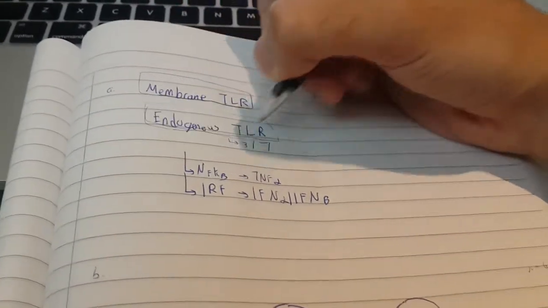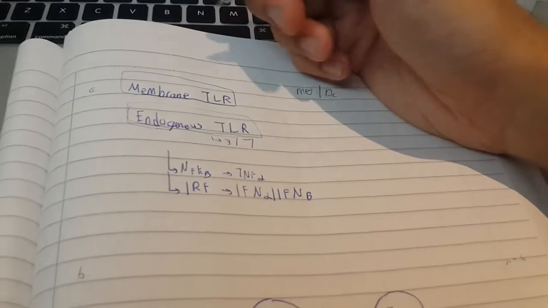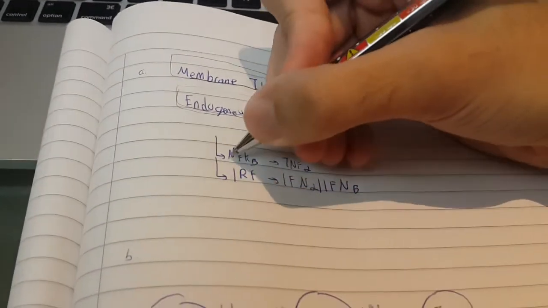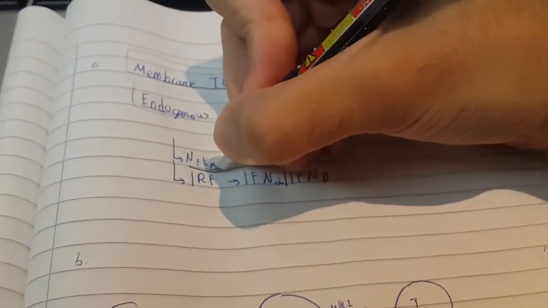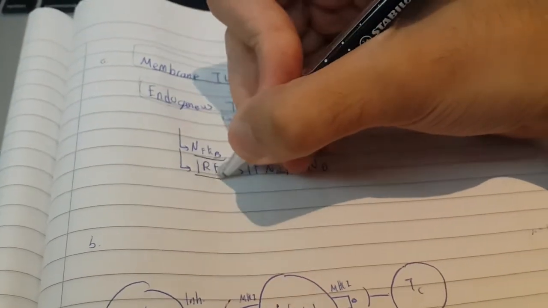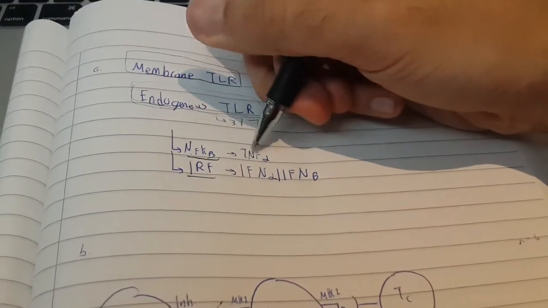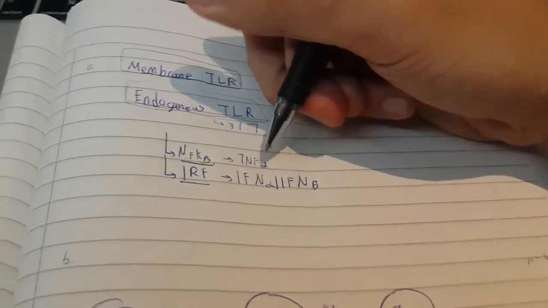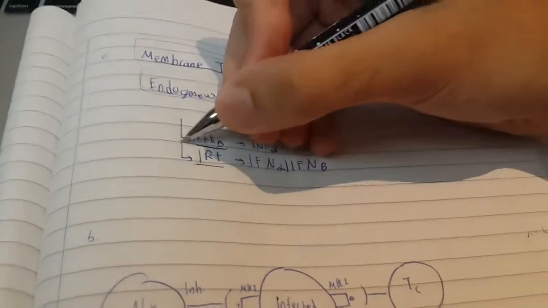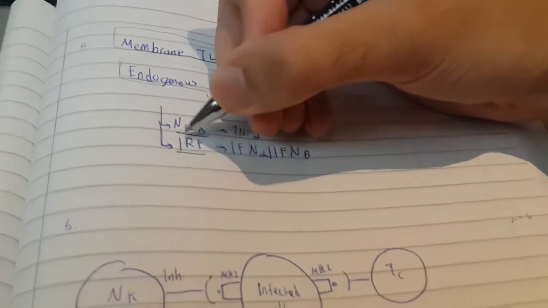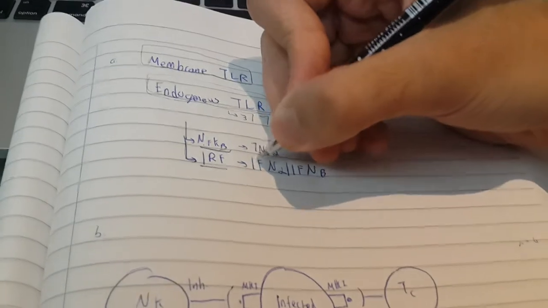So what happens once membrane toll-like receptors and endogenous toll-like receptors have detected our virus? Well, that will lead to the activation of transcription factors, mainly nuclear factor kappa B and interferon regulatory factor. As we can see, nuclear factor kappa B leads to the synthesis of tumor necrosis factor alpha, which I won't be covering. We'll be looking at what interferon regulatory factor leads to. Well, interferon regulatory factor leads to the formation of interferon alpha and interferon beta, which are your type 1 interferons.